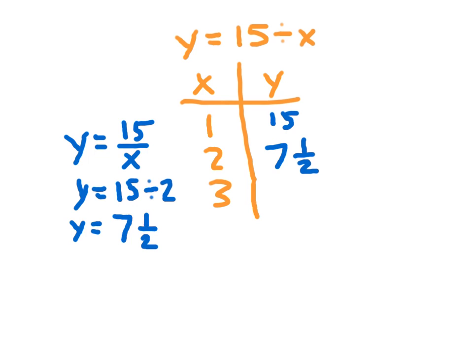We would not write remainders in a function table. We would express them as fractions or mixed numbers. Finally, for our last line, for 3, 15 divided by 3 is just 5. So when x is 3, y equals 5.